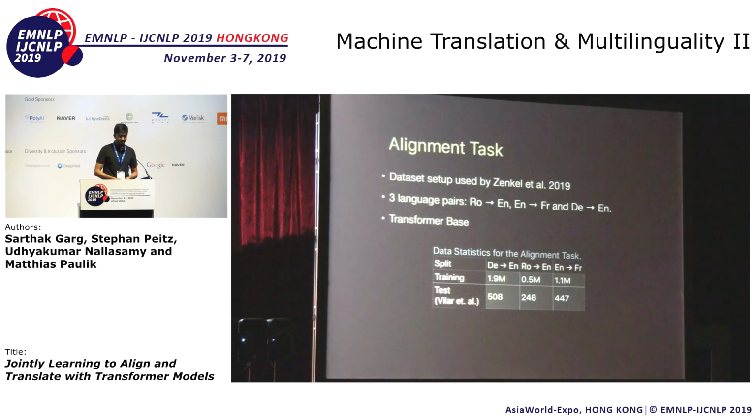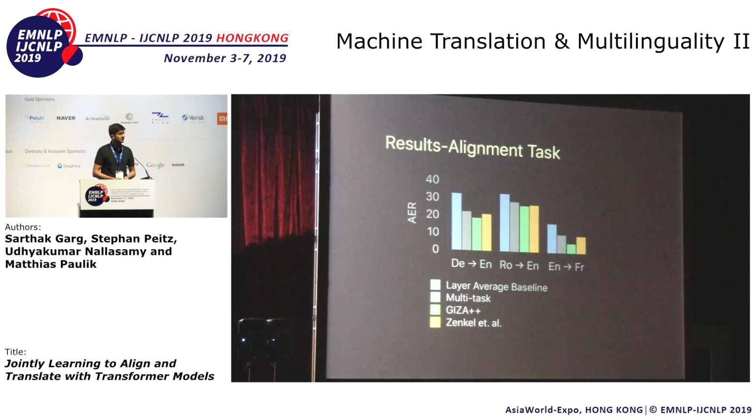For a fair comparison with the earlier baseline method proposed by Zenkel, we follow their exact same dataset setup, and we compare 3 language pairs. The dataset statistics are shown in the table below. And here are the results of the method. We observe exactly the same trend across all 3 language pairs. If you look at English-French, for example, the gray bar, which corresponds to multitask, improves a lot upon the layer average baseline, but it still isn't able to outperform Zenkel et al.'s method, and is also much worse than GIZA++.